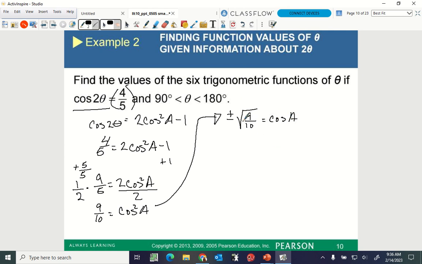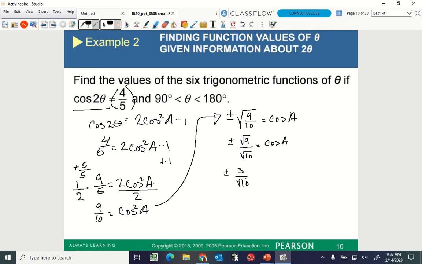Now, some of the rules that go along with this: if I have a fraction inside a radical, I could separate that into 2 radicals. So plus or minus square root of 9 over square root of 10. Square root of 9 is 3. So now it's going to be plus or minus 3 over square root of 10.